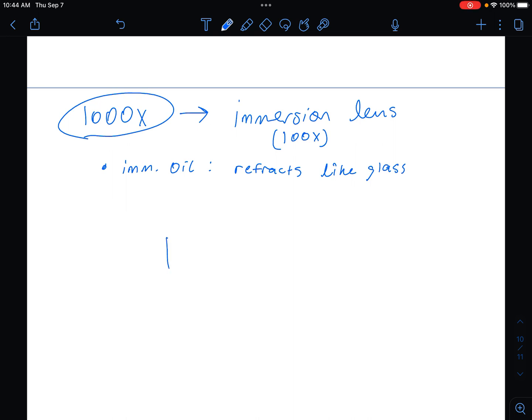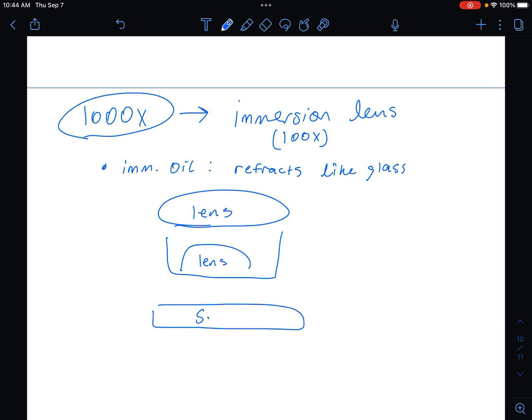So instead of going, let's draw a diagram. So here's the lens, here's another lens here, and here's the specimen. I'm just going to write SPEC for specimen. And here's our light source. Okay, so with the oil, so here's our oil, O for oil, and then there's nothing on this side. It's just empty space. Okay, so since the immersion oil has the same refractive index as glass, this will prevent the light from refracting into the air and missing that objective lens.